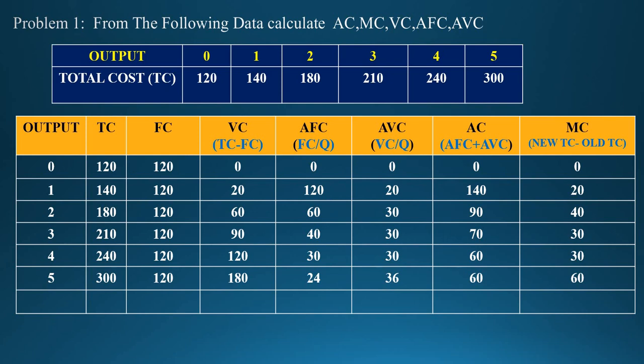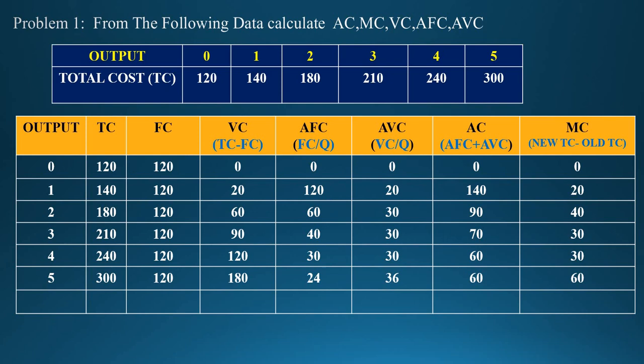So now we have to calculate one by one. Okay. So first FC is how much? 120. So 120 divided by 0 is 0. Next FC how much? 120. So 120 divided by 1, 120. 120 divided by 2, 60. 120 divided by 3, 40. 120 divided by 4, 30. And 120 divided by 5 is 24. Okay. So this is how we calculate the AFC.